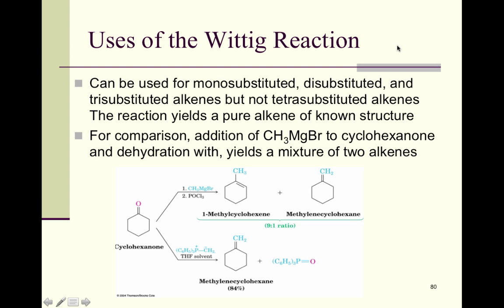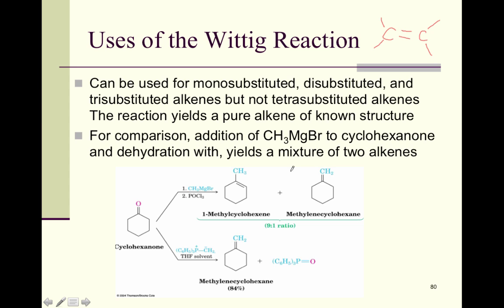The uses of the Wittig reaction. It can be used for monosubstituted, disubstituted, trisubstituted alkenes, but not tetra. What do we mean by that? So as a reminder, when we have our carbon-carbon double bond, we can have up to 4 different R groups on our alkene. So monosubstituted would be 1 R group with 3 hydrogens. Disubstituted would be 2 R groups with 2 hydrogens. Trisubstituted would be 3 R groups, 1 hydrogen. But it's telling us that tetrasubstituted can't happen. So if I have no hydrogens here, here, here, or here, just all carbons, not going to happen.